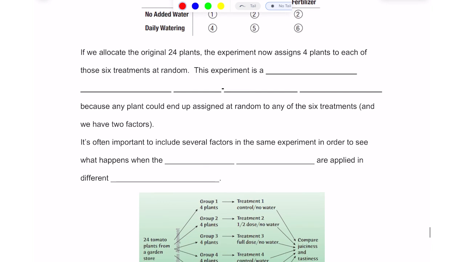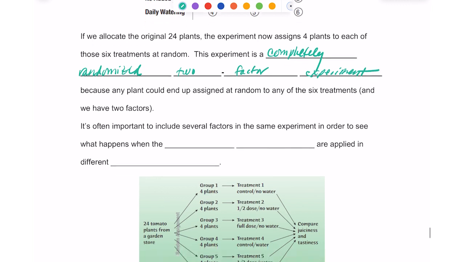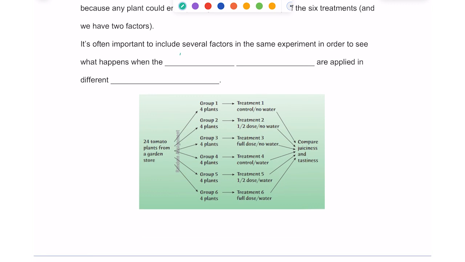random. And we call this experiment a completely randomized two-factor experiment. Because any plant could end up assigned at random to any of the 6 treatments. And we have 2 factors. It's often important to include several factors in the same experiment in order to see what happens when the factor levels are applied in different combinations.